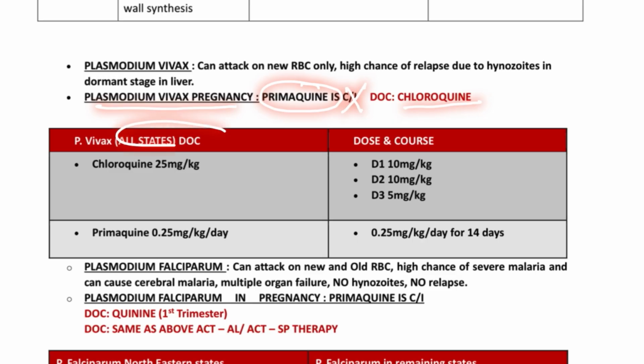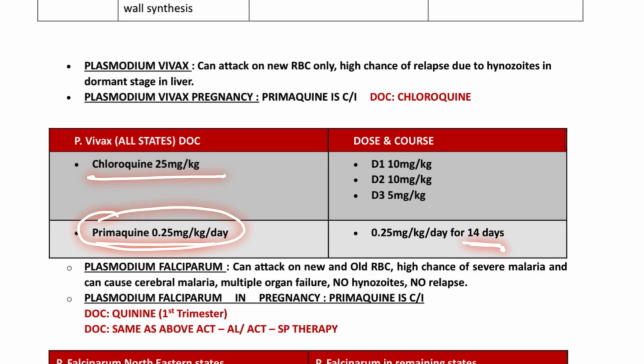And in all the states, regardless of the northeast, eastern or the western, we are going to start with chloroquine 25 mg per kg and the primaquine for the next 14 days for the prevention of the relapse. Okay, what is the dosage for the chloroquine? Day 1 10 mg, day 2 10 mg, day 3 5 mg.